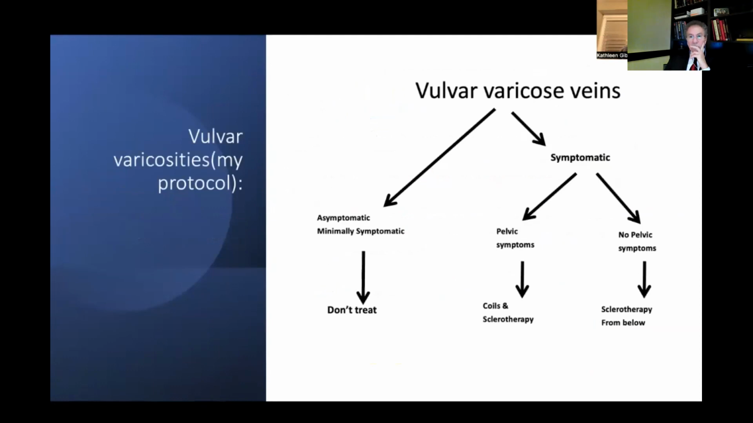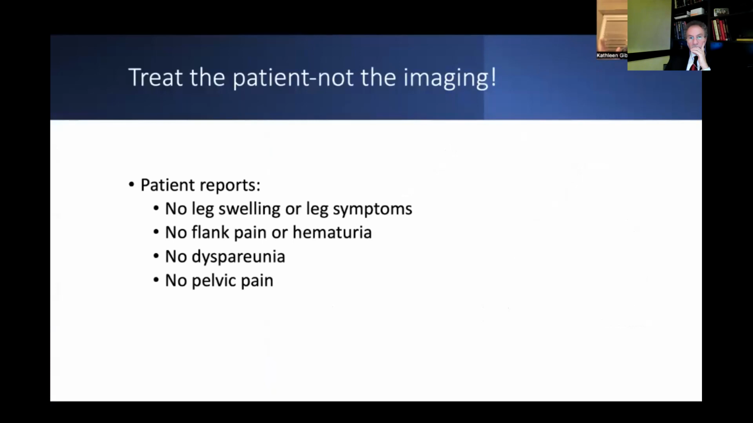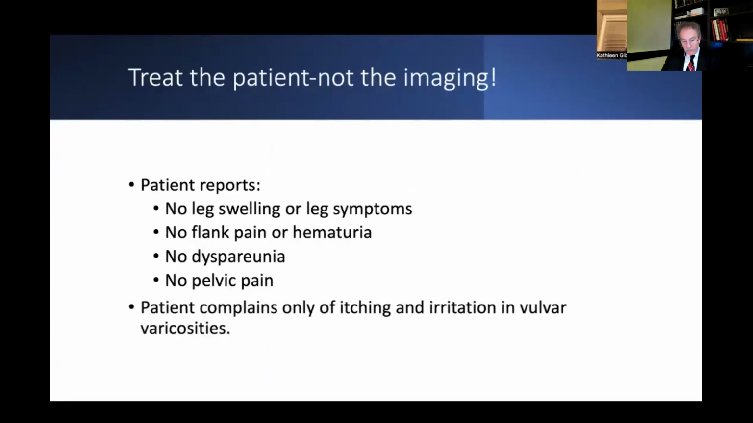And this is my protocol for vulvar varicose veins and veins in the leg that come from a pelvic source. So if they're asymptomatic or minimally symptomatic, you don't need to treat them. If they're symptomatic and they've got pelvic symptoms predominantly, do coils and sclerotherapy, or if they've got a Nivelle lesion that's symptomatic and you think that's the cause, then they'd get a stent. If they have no pelvic symptoms, then they get sclerotherapy from below. Again, treat the patient, not the imaging. And this patient we just talked about has no symptoms that her renal compression is symptomatic, and no real pelvic symptoms.